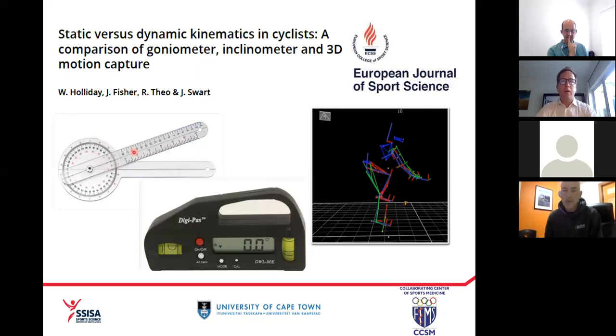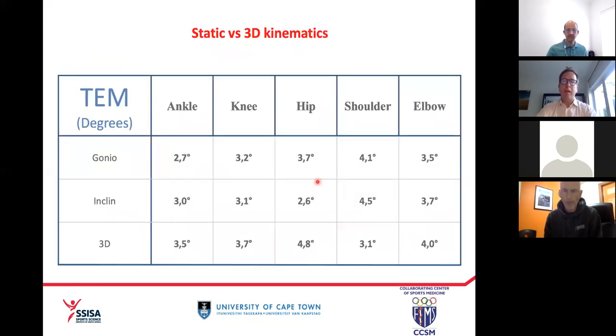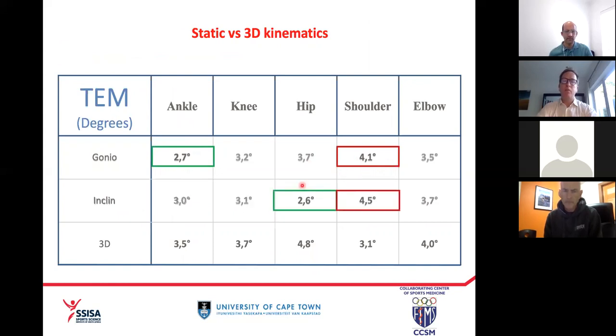Well, Wendy, as part of her PhD, her first study was looking at the typical error of measurement between the goniometer, the inclinometer, which we're using, and then Vicon 3D kinematics. So the gold standard, I guess, in 3D kinematics. And if you look at the error, you can see that for the goniometer, a minimum error of 2.7 degrees and a maximum of 4.1. For an inclinometer, 2.6 and a maximum of 4.5.